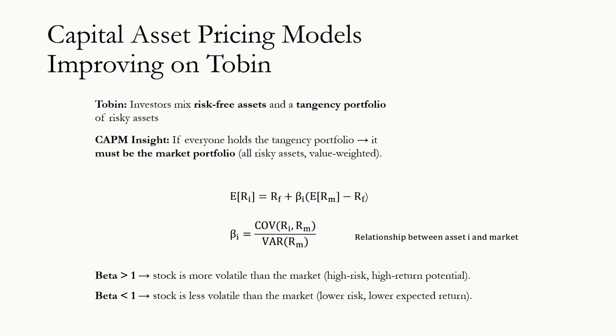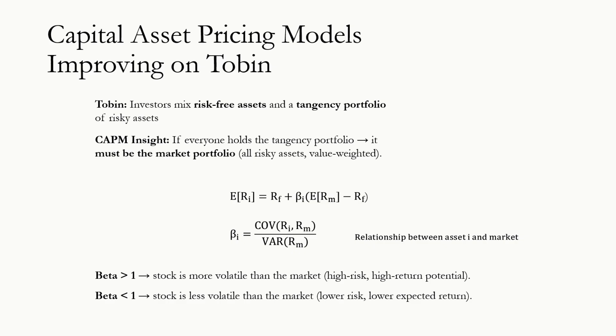Okay, we've got this formula for the CAPM, which is that the expected return of an individual asset is equal to the risk-free rate plus the beta of the individual asset times the expected value of the market return minus the risk-free rate. And the beta is the covariance, right, of the return of the individual asset and the market return, right? And then that's divided by the variance of the market return.